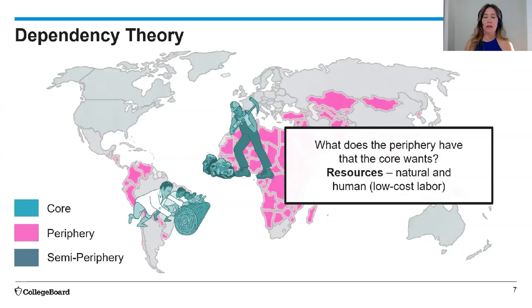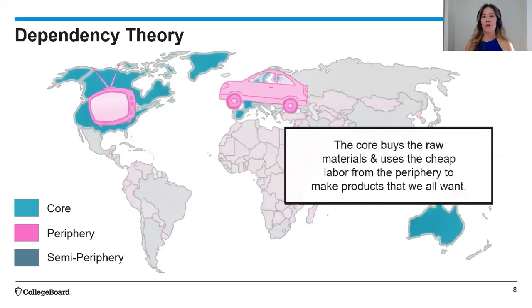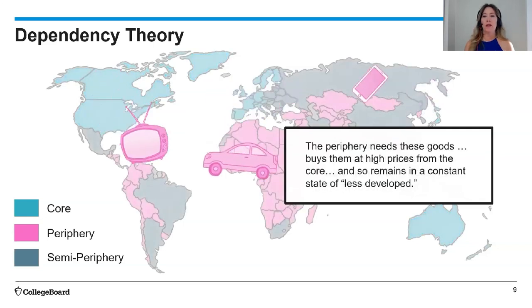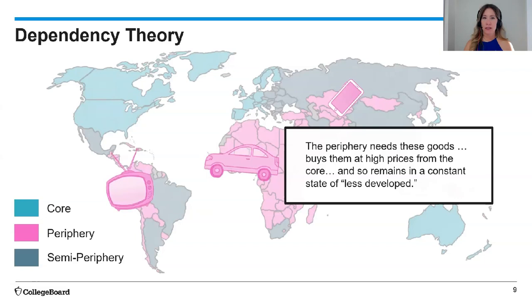And how do we get human resources? Through low cost labor. The core will buy raw materials and will use the cheap labor from the periphery to make the products that we all want. And that includes the periphery. The periphery needs these goods.